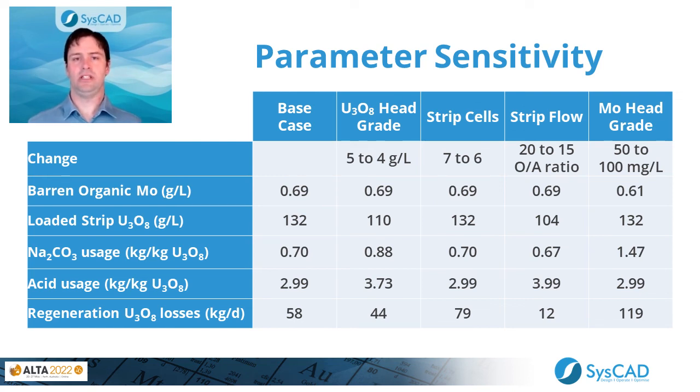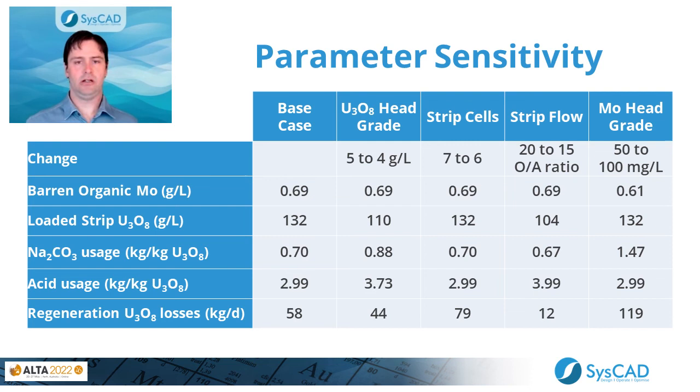After we did this, we looked at some operational parameter sensitivity analysis. You can see it here. So we have our base case repeated, and then we looked at different cases, such as a decrease in head grade, a reduction in the number of strip cells that we used, a change in the O to A ratio of the strip flow, or in the strip circuit, and a change in the molybdenum head grade in the PHREEQC solution. So the head grade is the concentration in the pregnant solution.